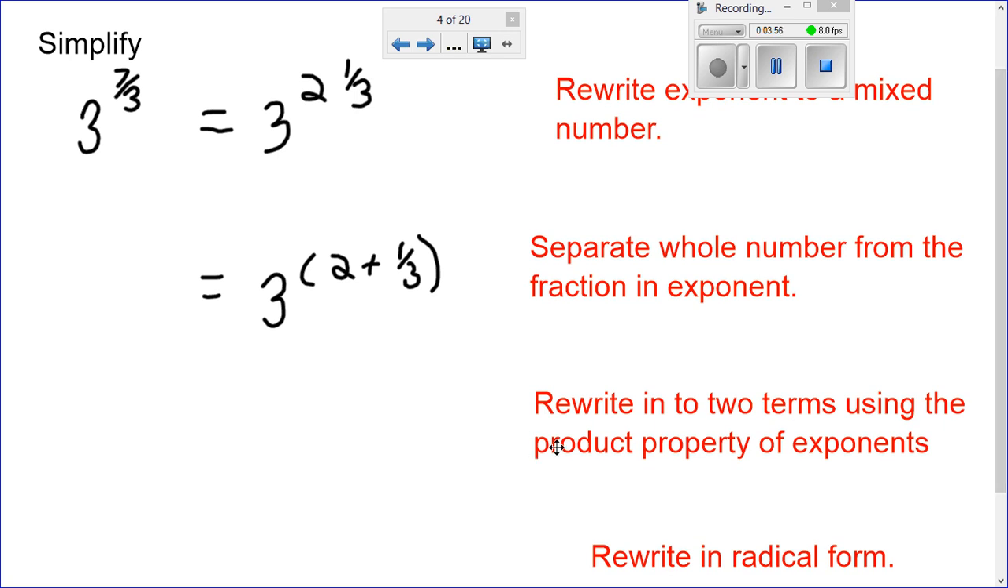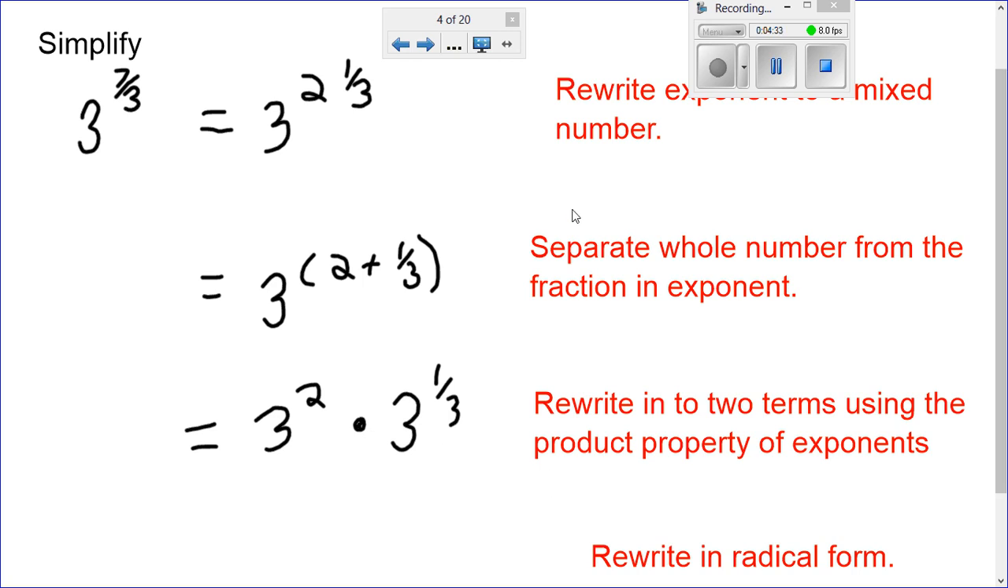Okay, the following step I want you to do is rewrite into two terms using the product property of exponents. So we're going to rewrite this thing into two terms. We're currently at 1. I want to see 2. So remember, the product property is bases are the same and we're multiplying. So my base is 3. I'm going to have two 3's. We're adding the exponents, so one exponent will be 2, the other will be 1/3. And we should get 3 squared times 3 to the 1/3 power.